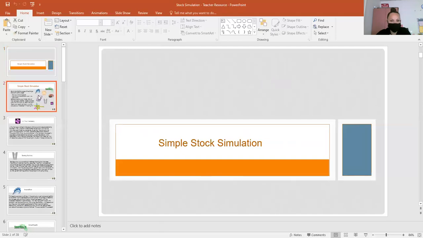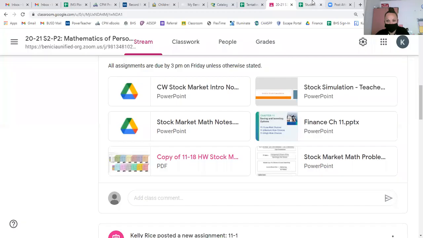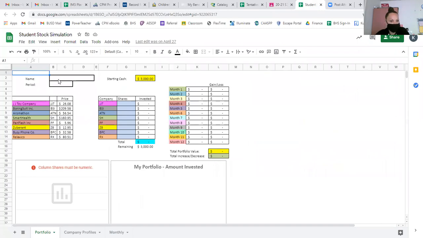So what you are going to do is go to the portfolio page on the simple stock simulation, enter your name and the period. Note that you have $3,000 to invest in the stock market. Before choosing your shares, you want to click on the company profiles, which I'm going to read through, and then decide what ones you are interested in investing in. So right here, your name should be typed in and your period. You have $3,000 that you're putting in. You are only going to type in this blue column right here.